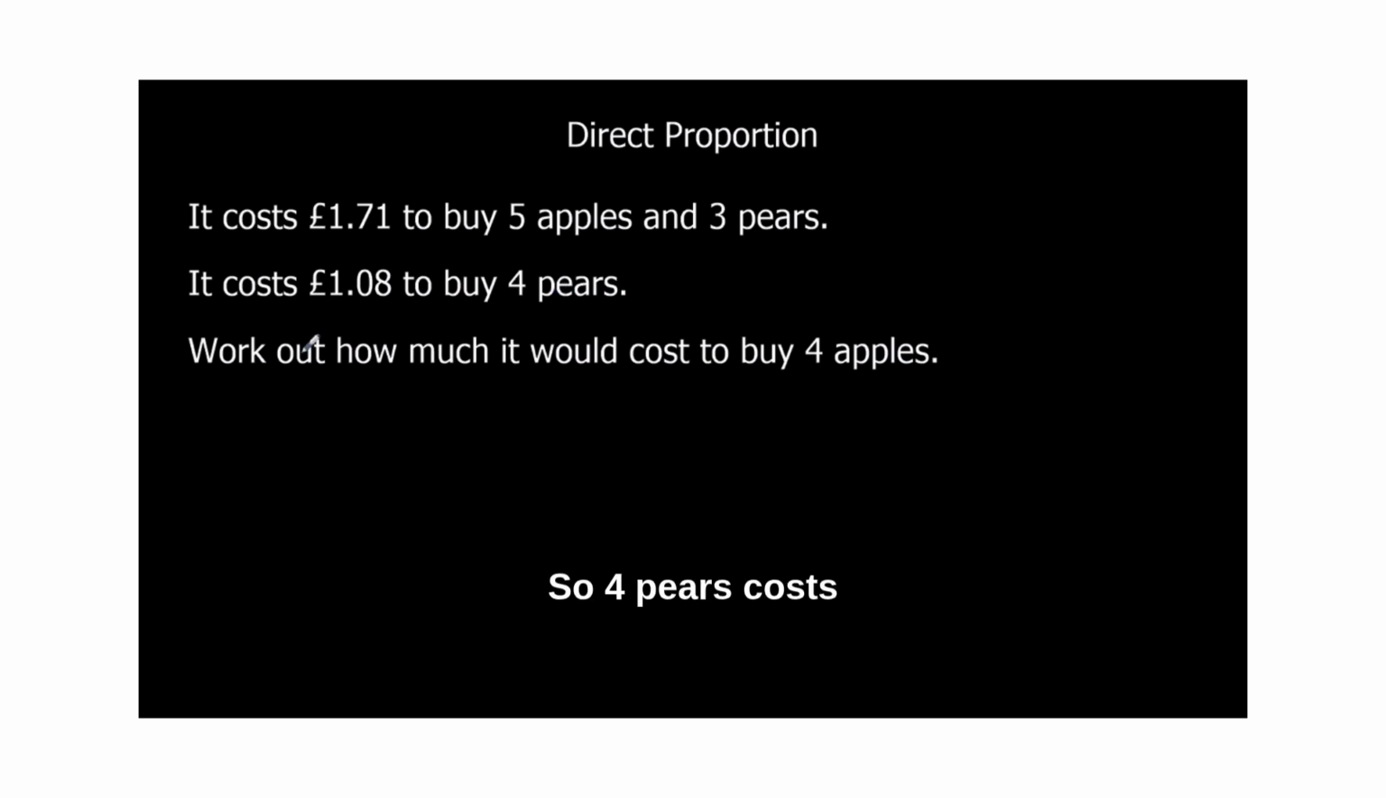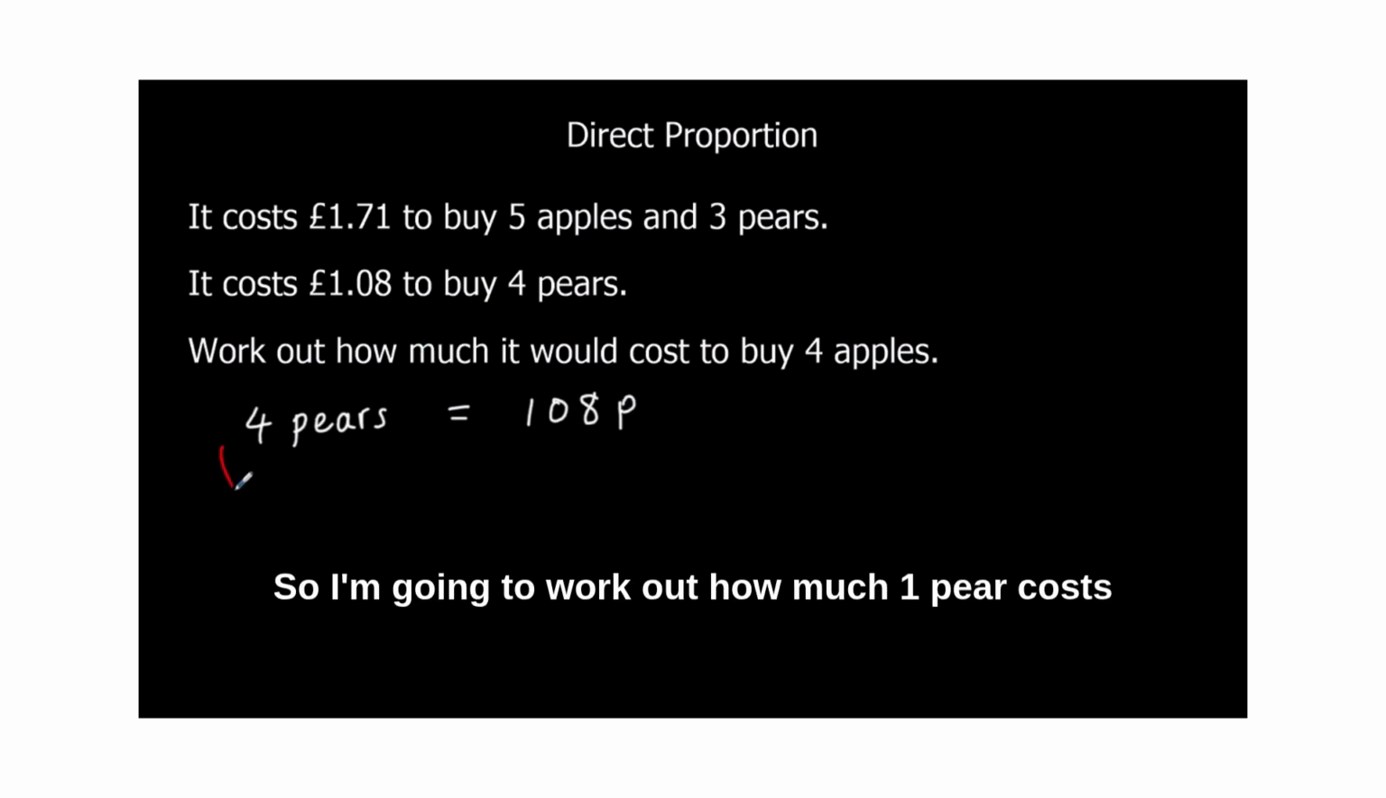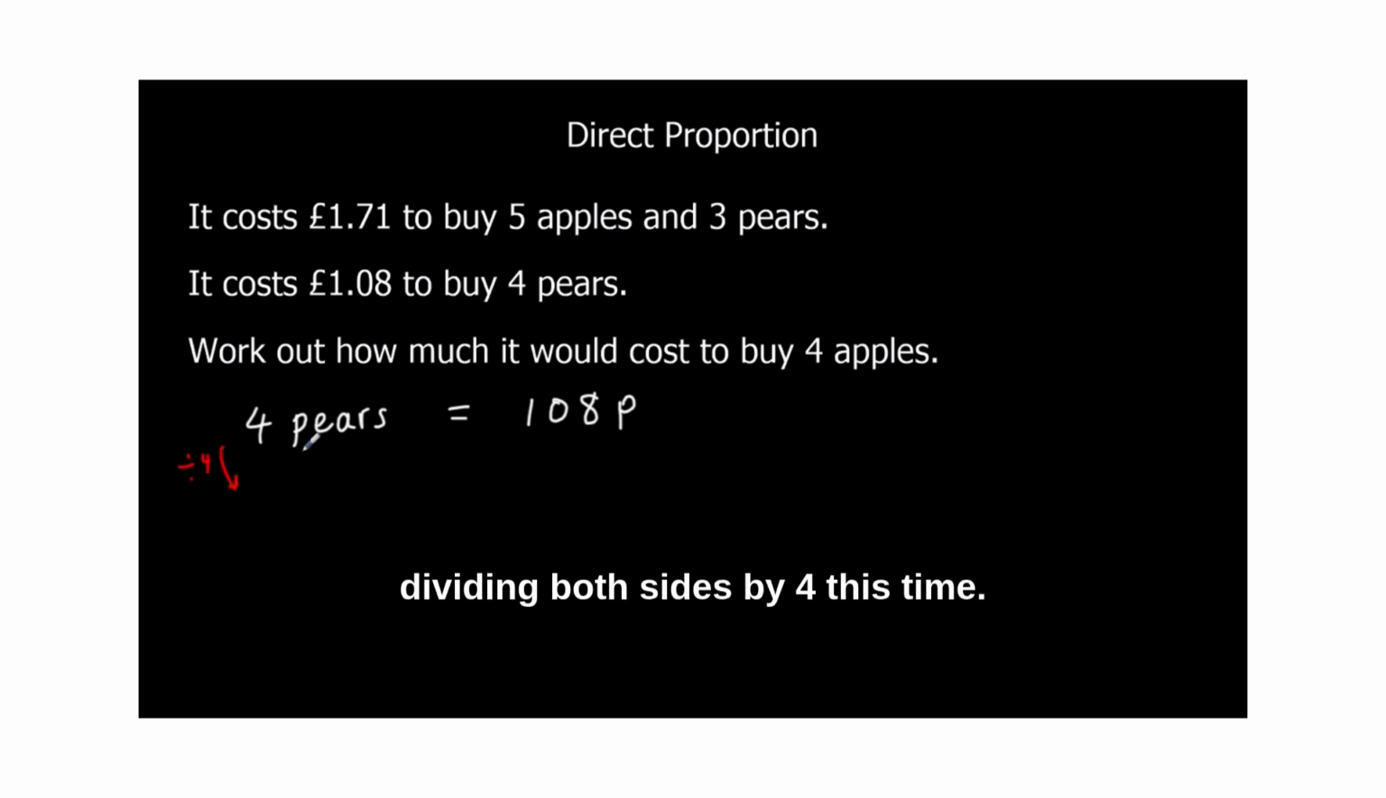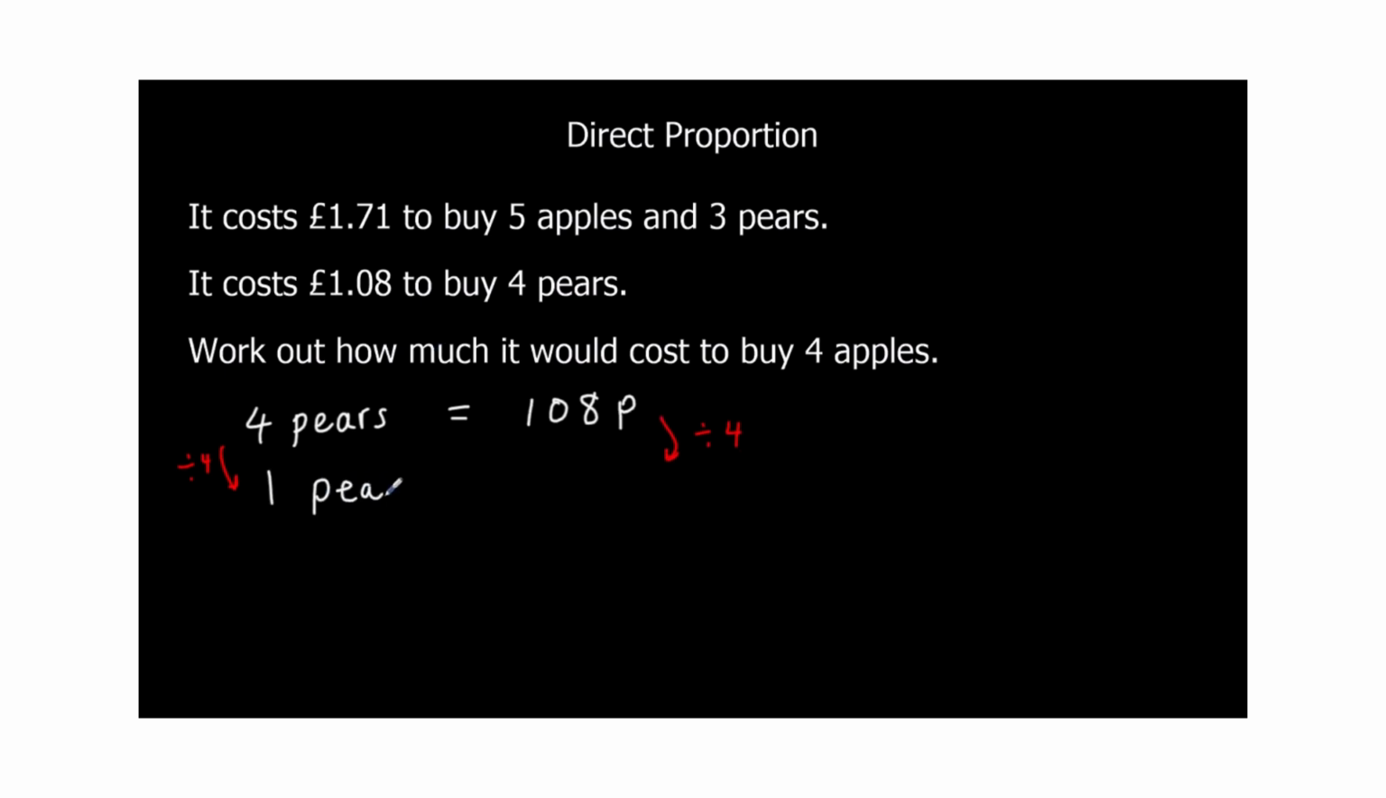So 4 pears costs 108p. So I'm going to work out how much 1 pear costs by dividing both sides by 4 this time. So 1 pear is, half of 108 is 54, and then half of 54 is 27. So 1 pear is 27p.